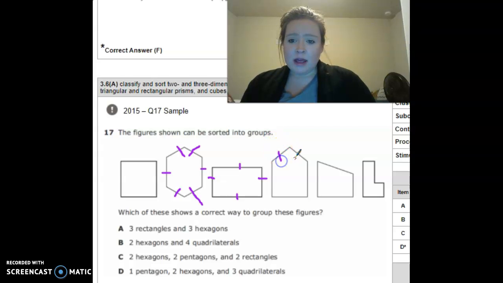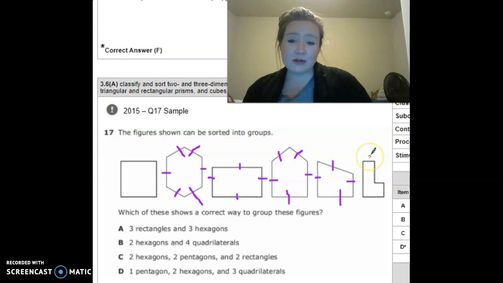Here's another shape. 1, 2, 3, 4, 5. What shape has 5 sides? Good, a pentagon. 1, 2, 3, 4. There's 4 sides. None of them are the same length, but 2 of them are parallel. Good, this is a trapezoid.